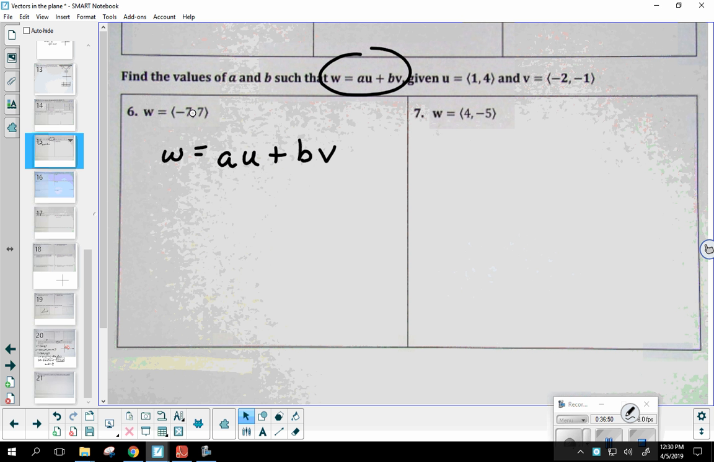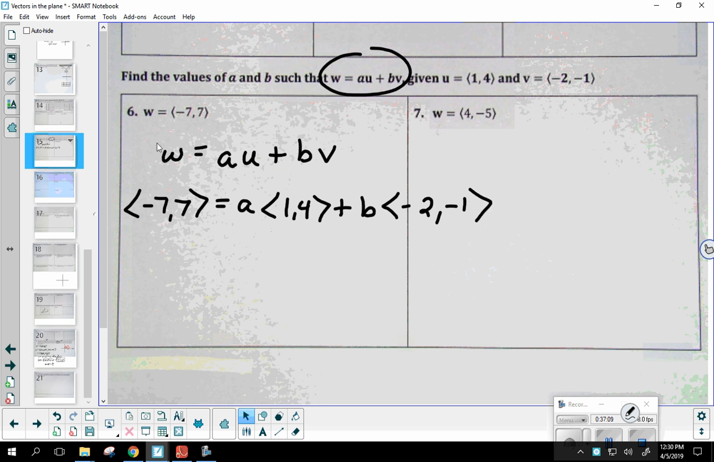Okay, well, we know W, that's -7, 7, is equal to, we don't know what A is, but do we know U? It is 1, 4. Plus BV, so I'm going to say B times vector V, -2, -1. Is everybody seeing what I'm doing? I'm just plugging the vectors into the equation.